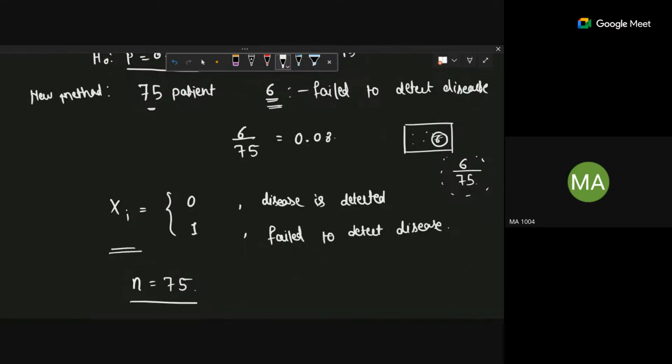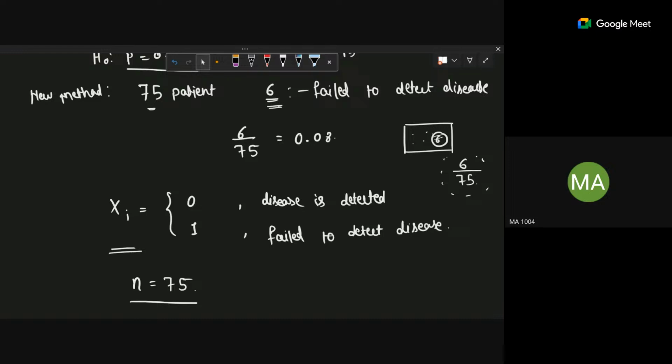For the new method, they have given this type of scenario that 75 patients were randomly checked. 75 diseased people were checked with the new method, and they found that out of 75, for 6 people, the machine failed to detect. So doesn't it sound like a critical value? Even though you know that 75 people are diseased, when checked with the new method, it came out that 6 people do not have disease, right?